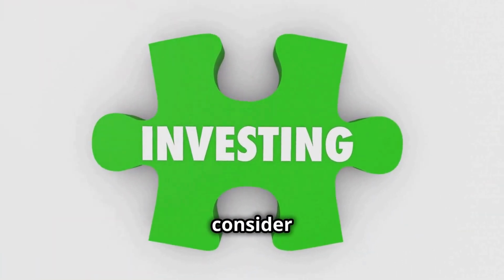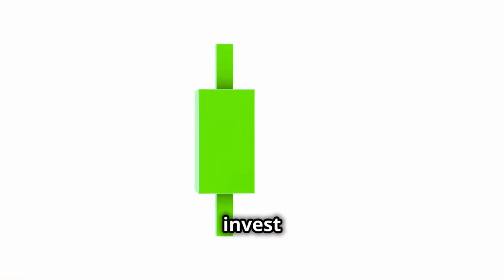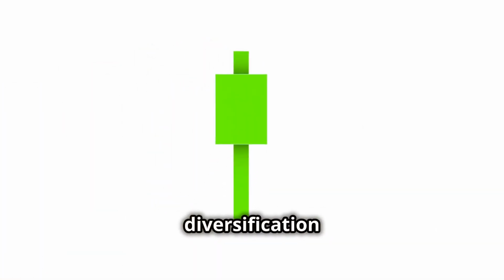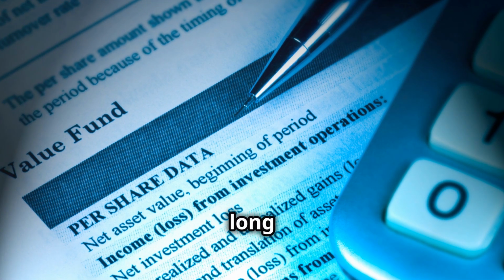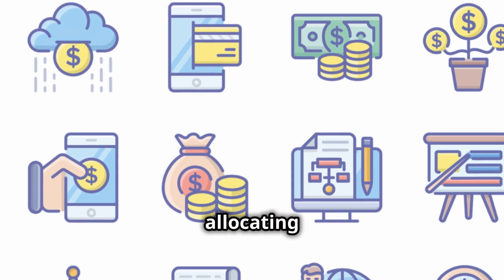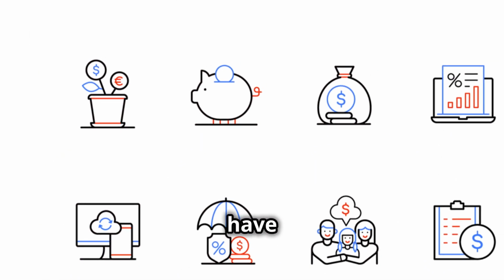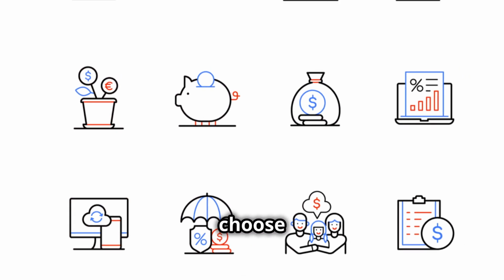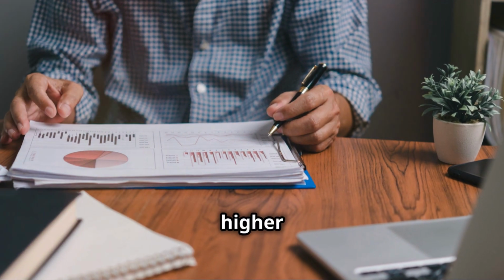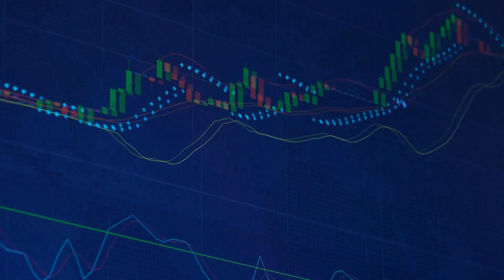And finally, consider your time horizon. Your investment time horizon, how long you plan to invest your money, should influence your diversification strategy. If you have a long time horizon, you can afford to take on more risk, which might mean allocating a larger portion of your portfolio to stocks. Conversely, if you have a shorter time horizon, you might choose a more conservative approach with a higher allocation to bonds or other lower-risk investments.